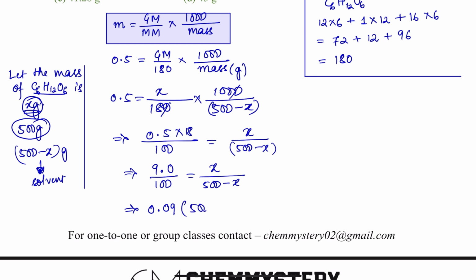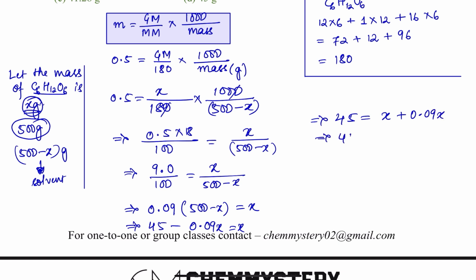So 500 minus X, I can write like that, is equal to X. Okay, I brought it on the other side. So 0.09 into 500, how much finally will we be getting? 45 minus 0.09x is equal to X. Fine, we have multiplied. Then we'll take 0.09 on the other side. So finally what am I getting? 45 is equal to 1.09x. Okay, I'll get it like that.